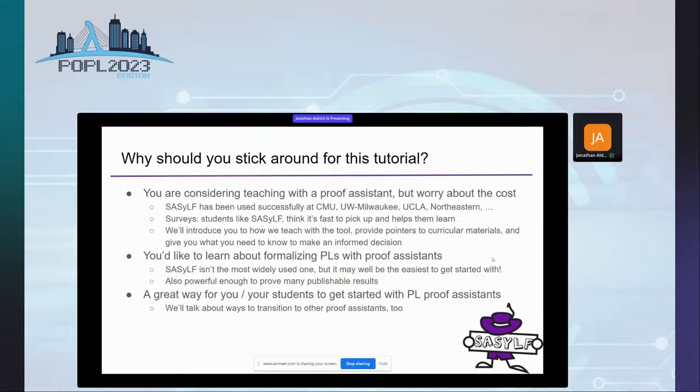Maybe you just want to learn about formalizing programming languages with proof assistants. So Sassy Elf is certainly not the most widely used one, but in some ways it might be the easiest to get started with, and it's powerful enough to prove many publishable results, so you can actually go places with it. And it's also a starting point, right? So we'll talk about ways to transition to other proof assistants, but the surface syntax of Sassy Elf is pretty different. Probably every tool has pretty different surface syntax, but underneath, the same principles apply, right? So I think if you learn those principles in any tool, it'll be easier to learn other ones as well for you and your students.